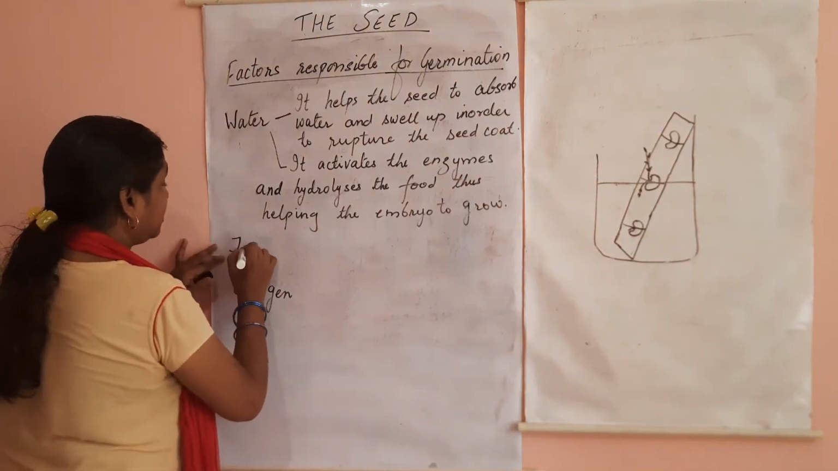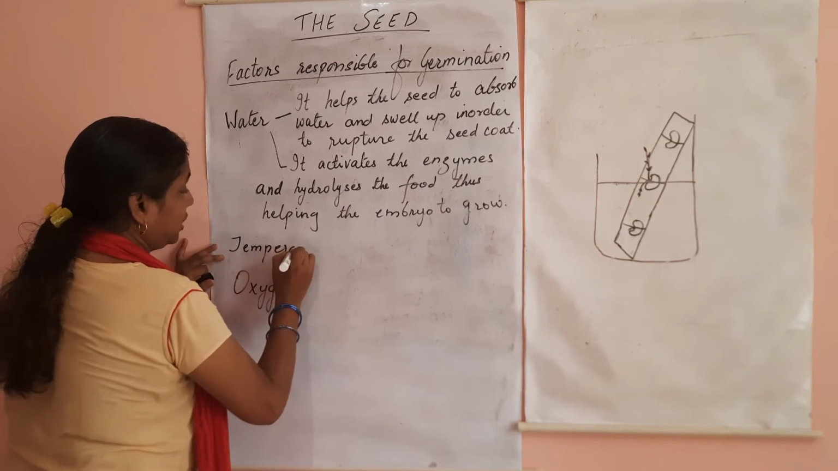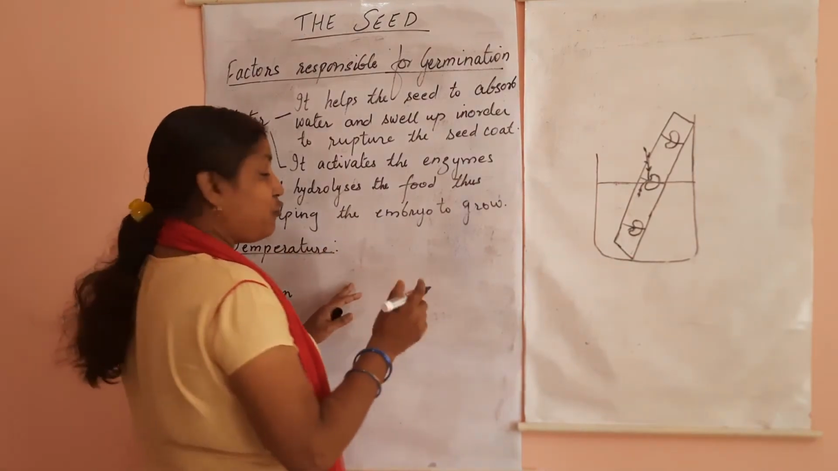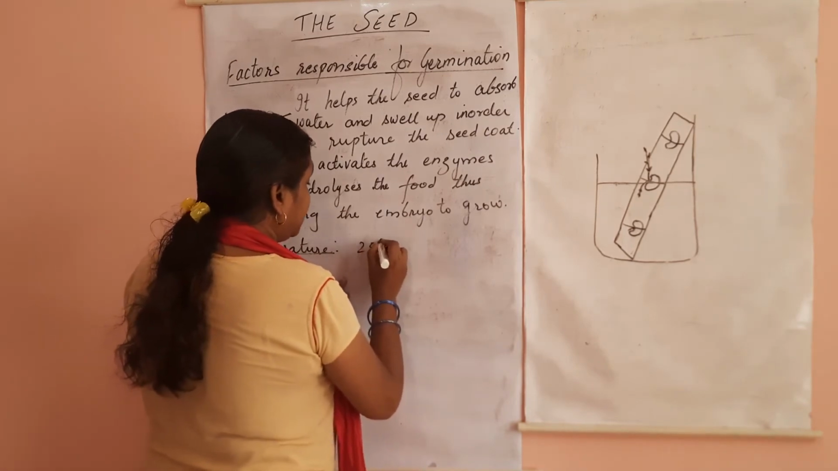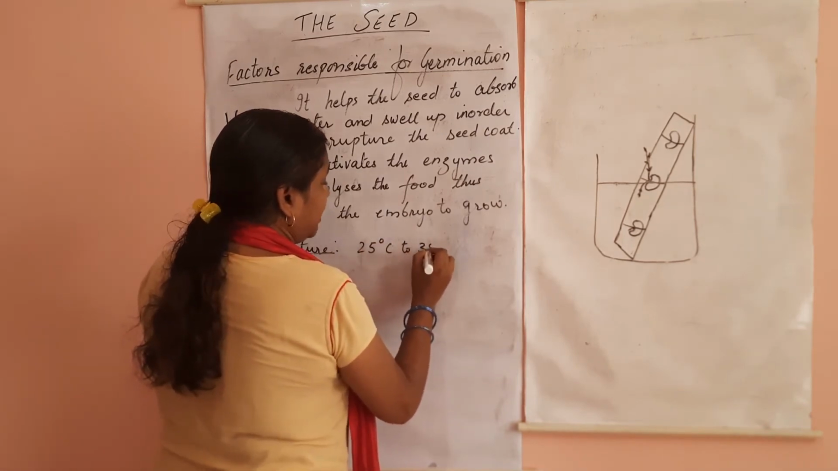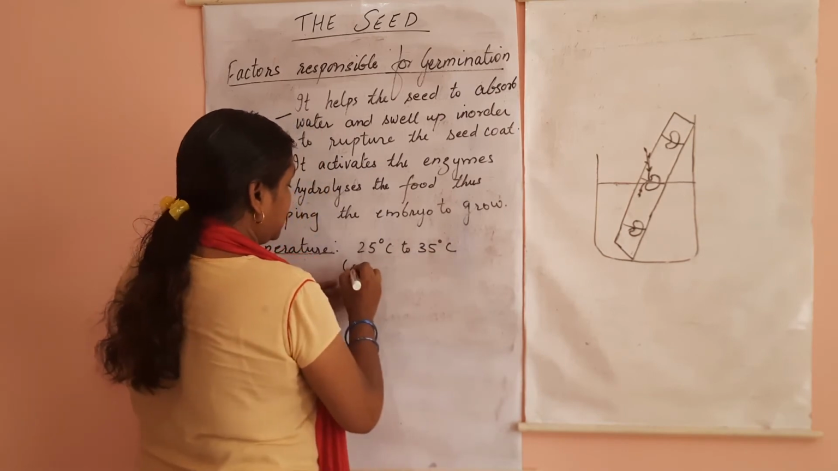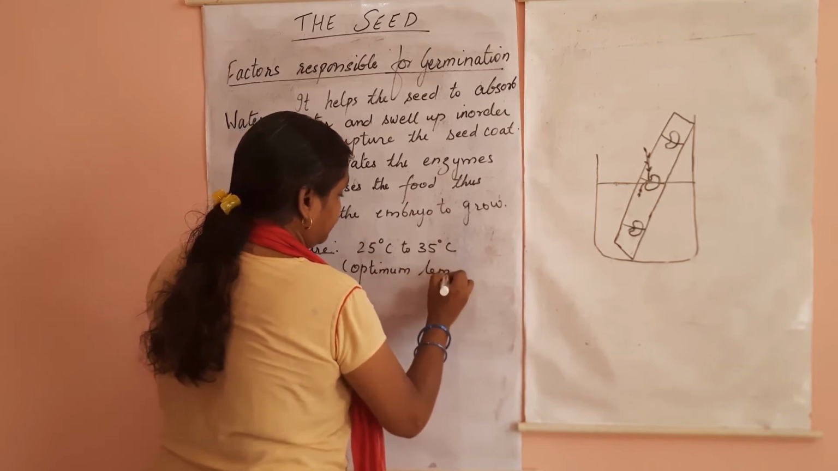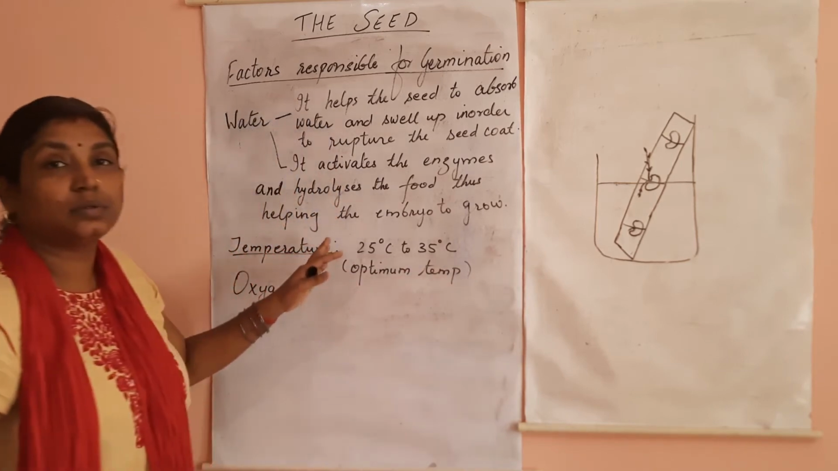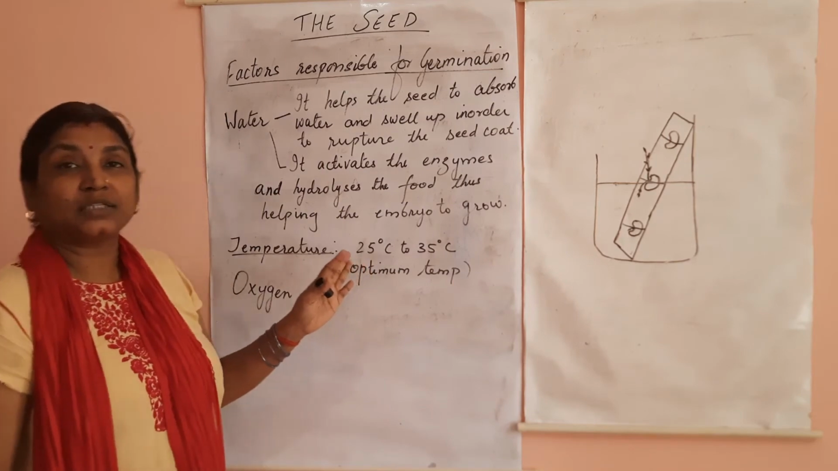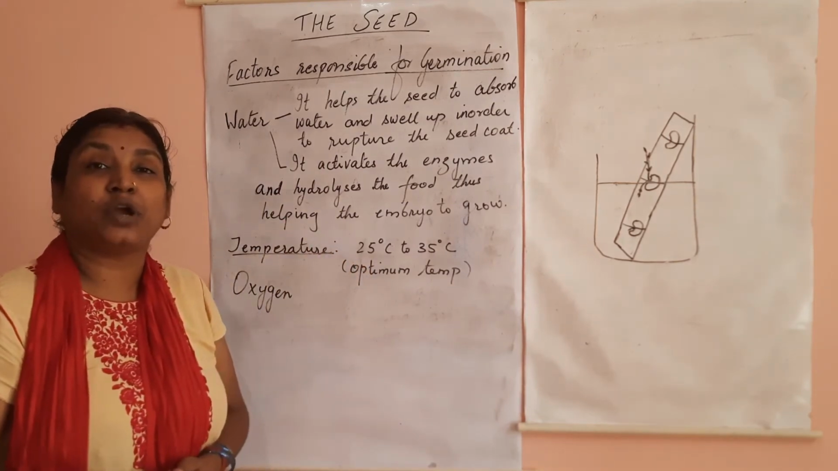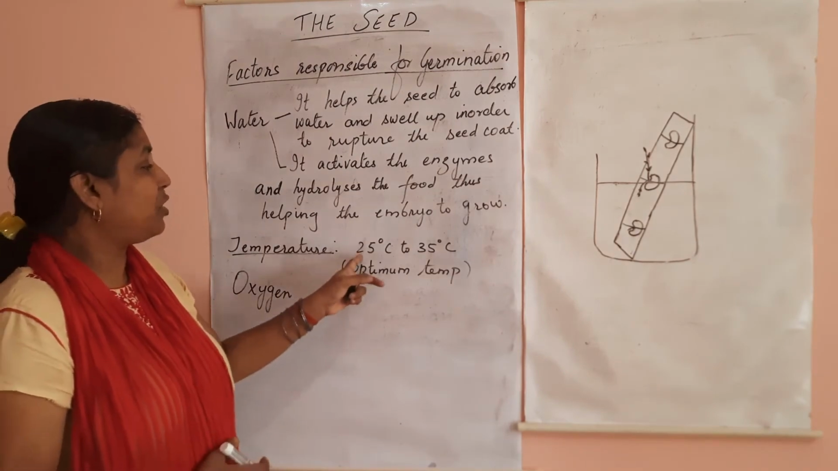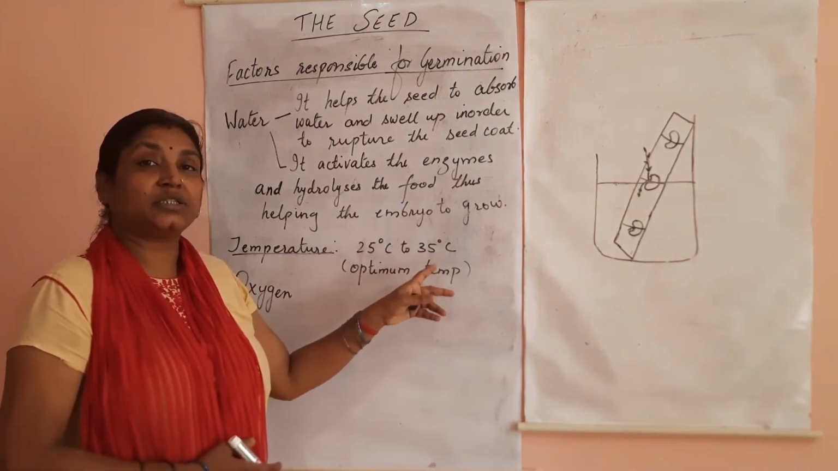The second important factor is temperature. Most plants grow well between 25 degrees centigrade and 35 degrees centigrade. This is known as the optimum temperature. Though some plants have adapted themselves to very low and very high temperatures, most plants grow well between 25 and 35 degrees centigrade.